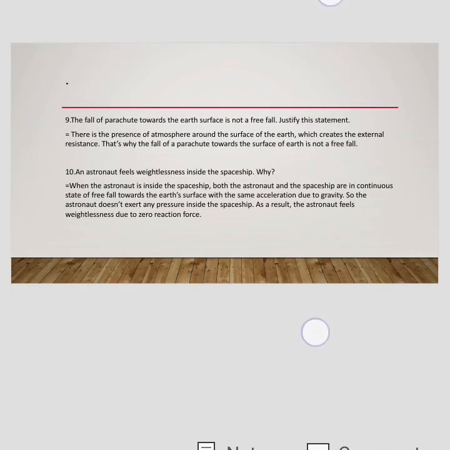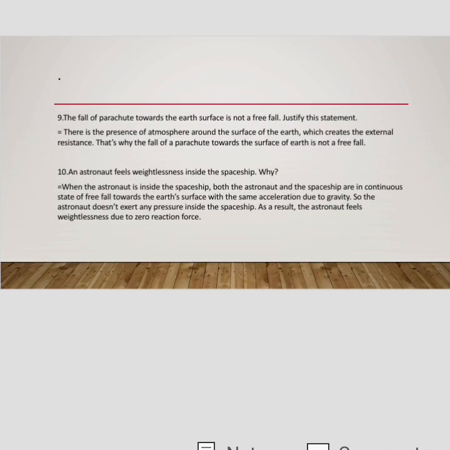And question number 9. The fall of a parachute towards the earth's surface is not a free fall. Justify this statement. There is the presence of atmosphere around the surface of the earth which creates external resistance. That's why the fall of a parachute towards the earth's surface is not a free fall. Here we all know the definition of free fall, as it states the fall of a body only under the effect of gravity without any external resistance. But in the case of earth, there is atmosphere which offers air resistance. That's why the state of the body will not be free fall.